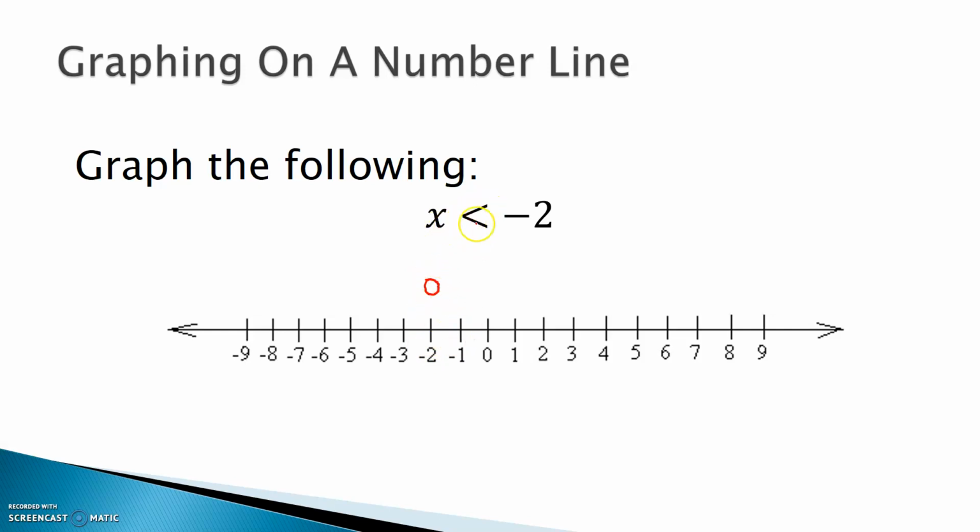But numbers that are less than negative 2. So what numbers are less than negative 2? Something like negative 3, negative 4, negative 5, negative 6. Well, where are all these numbers located? To the left. So our arrow goes towards the left here.